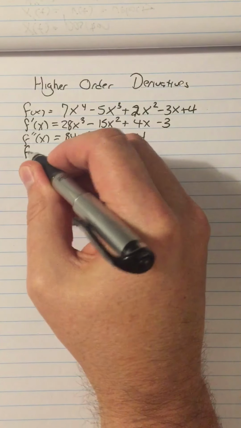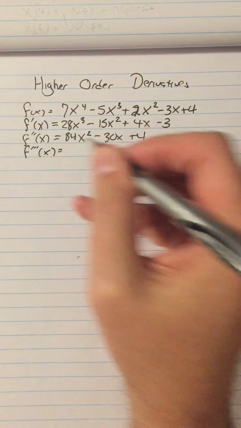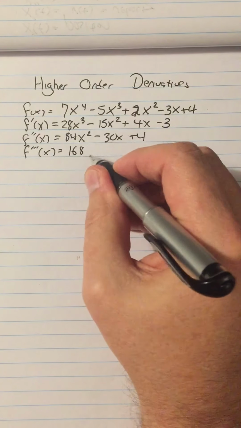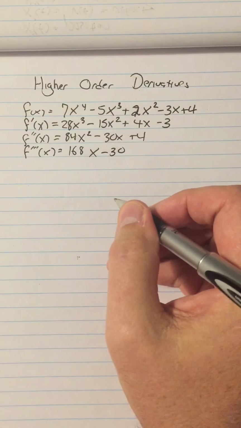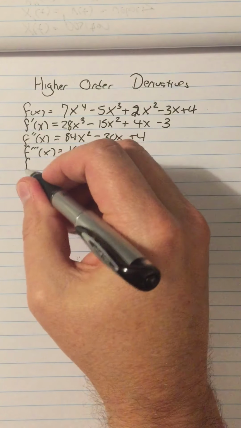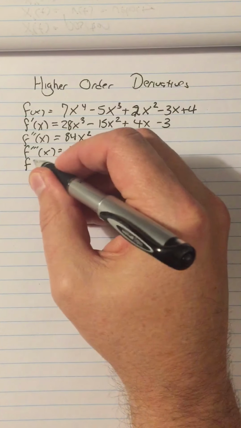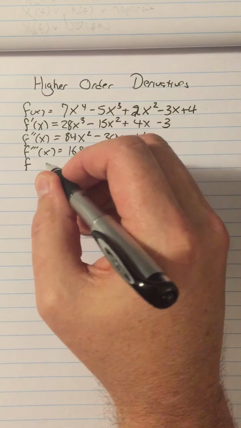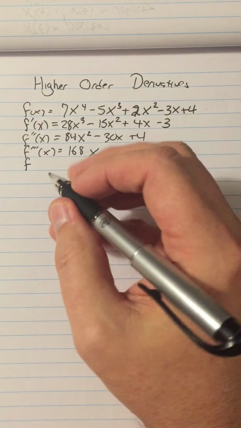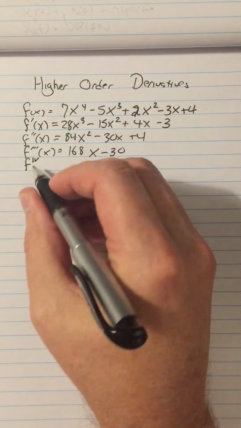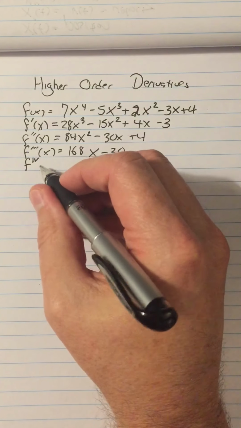I can keep doing this. Here's f triple prime, the third derivative. So that is 168x minus 30. Now, what I mentioned before is that when we go to the fourth derivative, we're not going to put 4 marks, because it starts to get pretty Neanderthal, just putting one mark for everything. So we go a little bit farther in history than Neanderthals, up to the Roman era, and use Roman numerals. So this is how we write the fourth derivative.